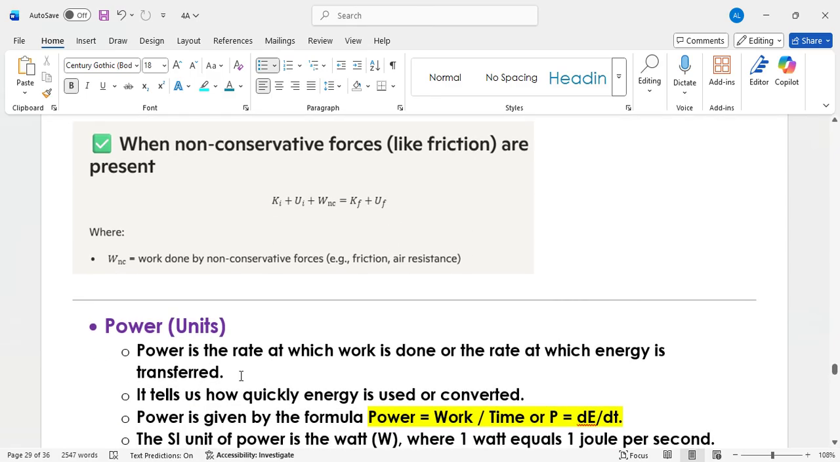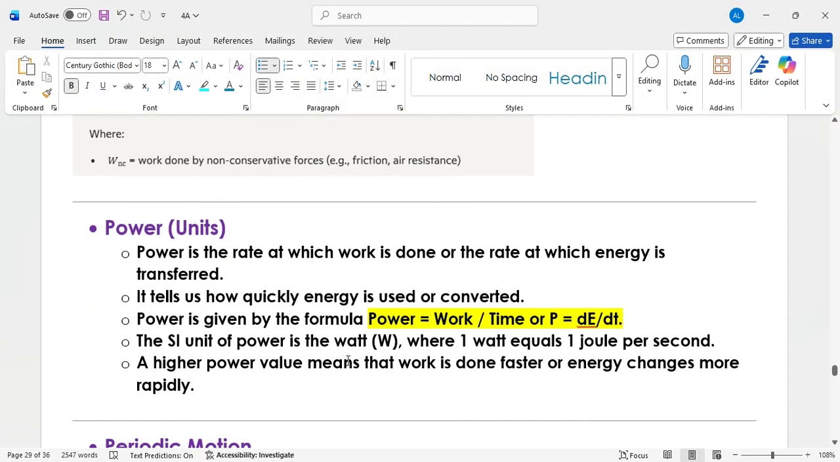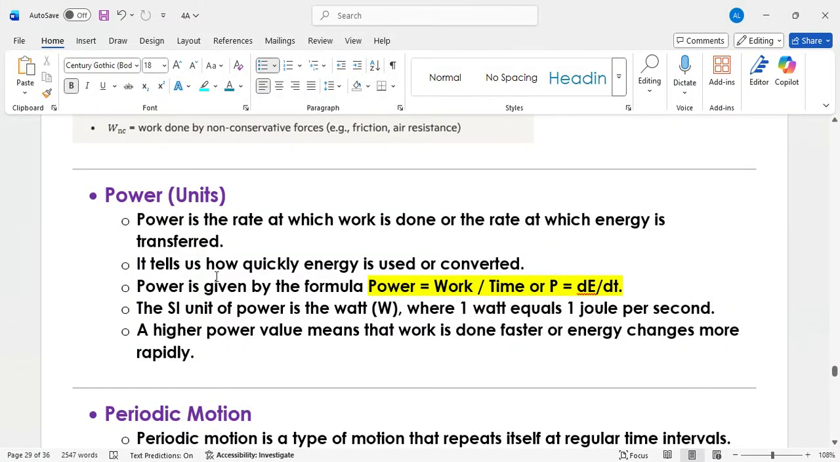All right, power is the rate at which work is done or the rate at which energy is transferred. It tells us how quickly energy is used or converted. The power is given by the formula power equals work divided by time, or P equals dE by dt. Power is the rate at which work is done or the rate at which energy is transferred.